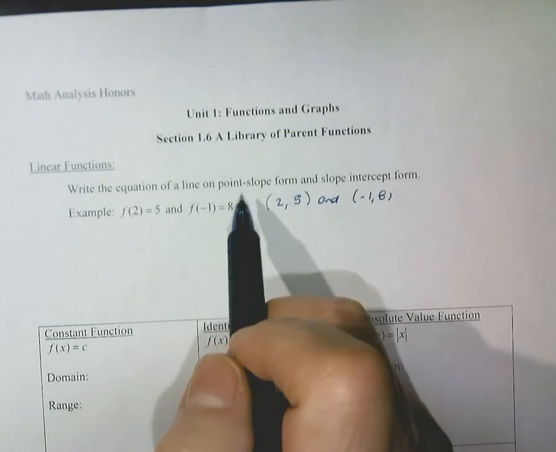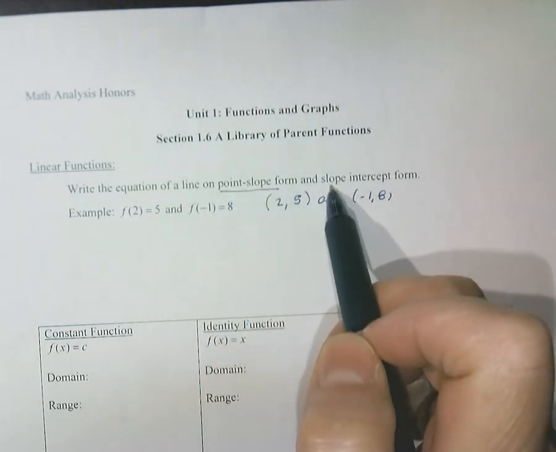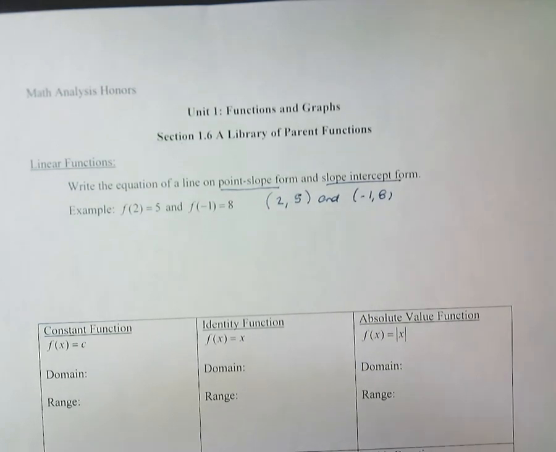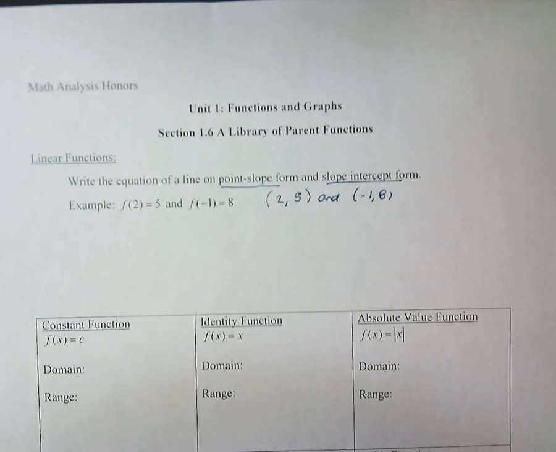And we're going to use point slope form and slope intercept form. Point slope form is more useful as you get up in math classes, and slope intercept form was very useful in Algebra 1. I don't use it that often, but you need to be using both forms.